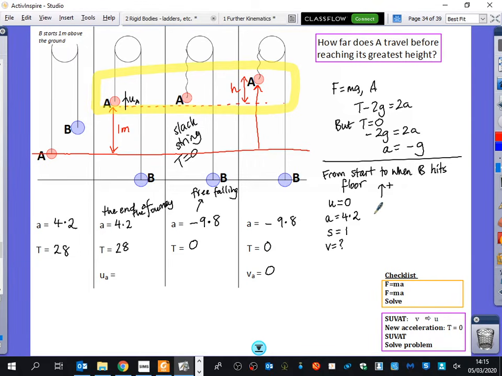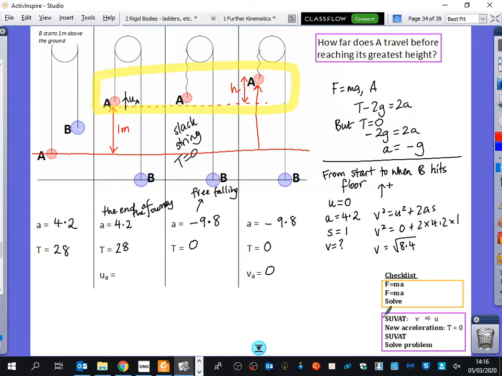So what's the connection of these things? v squared equals u squared plus 2as. So we get v squared equals 0 plus 2 times 4.2 times 1. So v is equal to the square root of 8.4, which is not going to be an exact number, okay? So I'm just going to leave it as the square root of 8.4.